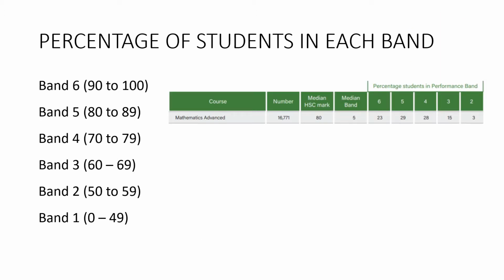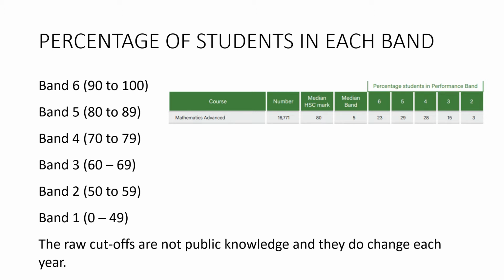Now, to help you with your goal, here's some data from last year's HSC. Whilst we don't know the raw cutoffs for each of the bands, we do know the percentage of students that get in each of the bands. So here we have 23% of students last year scored in band 6, so that's from 90 to 100. 29% were in band 5, 28% were in band 4, 15% were in band 3, and 3% were in band 2. Now all of those numbers actually add up to 98%, so 2% of students scored in band 1 between 0 and 49%.